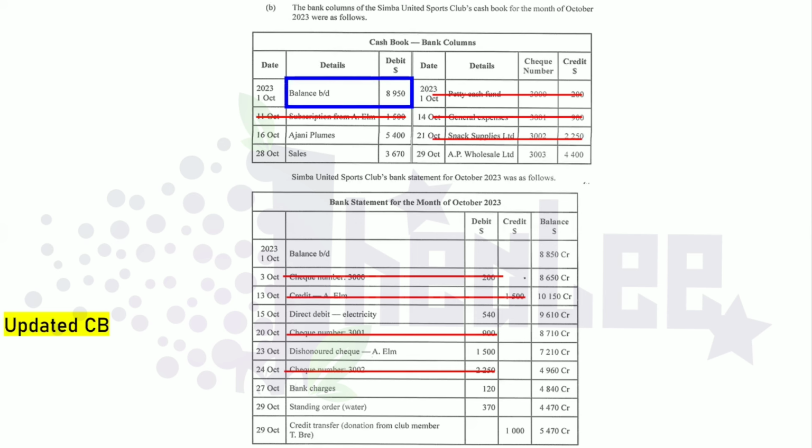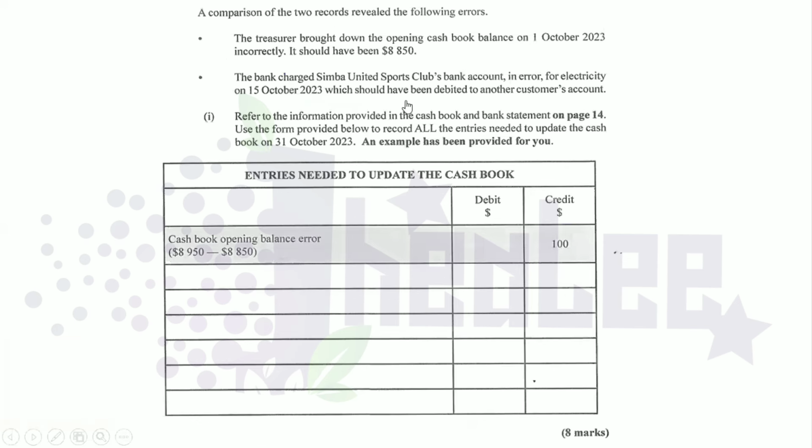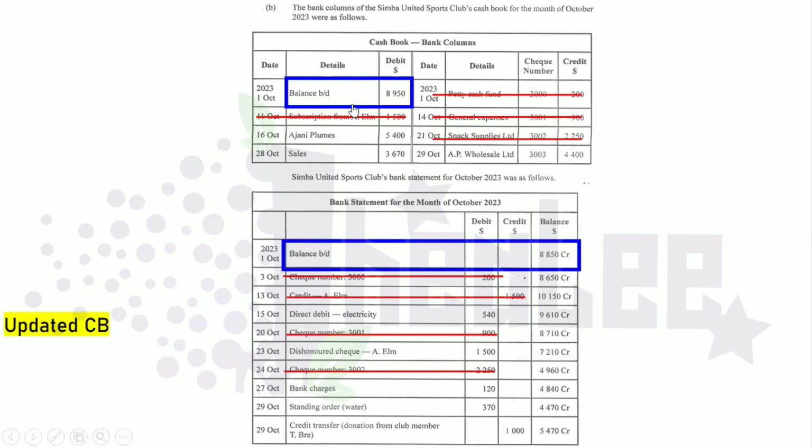The balance brought down, the opening balance, you would have noticed that there is an error. So what we're seeing is that the cash book is showing an opening balance of $8,950, while the bank statement is showing $8,850. Now, if you look back at the question, the additional information, you're seeing where it stated that the treasurer brought down the opening cash book balance on October 1st, 2023 incorrectly, and it should have been $8,850. So the error is not with the bank statement, the error is with the cash book. So it means that this should go to the updated cash book.